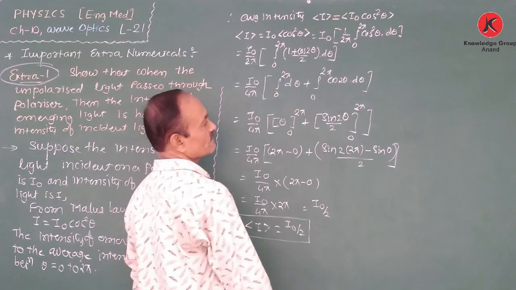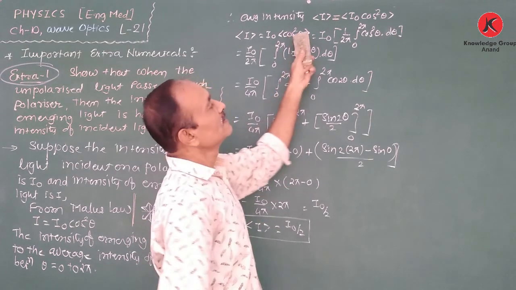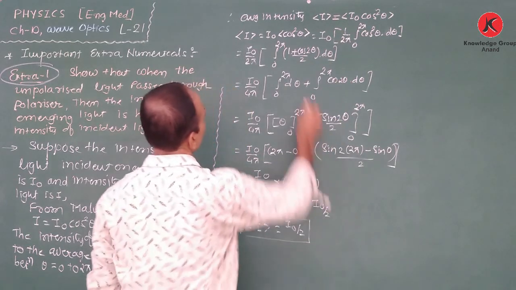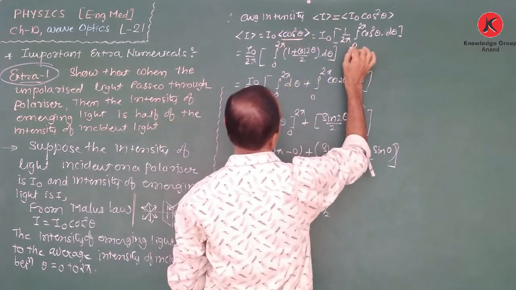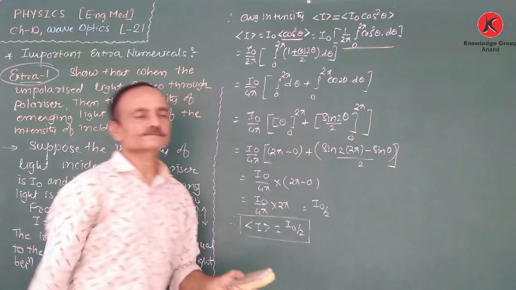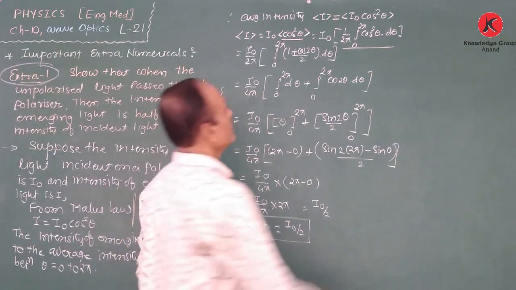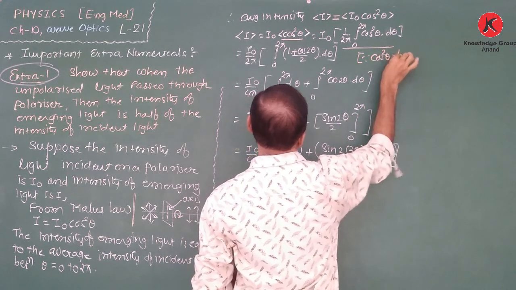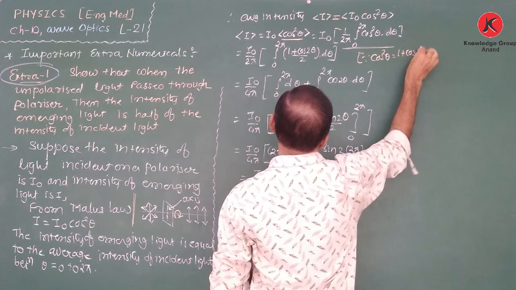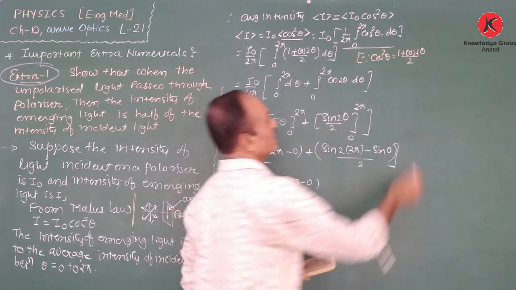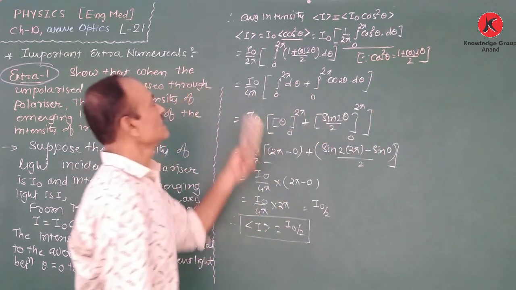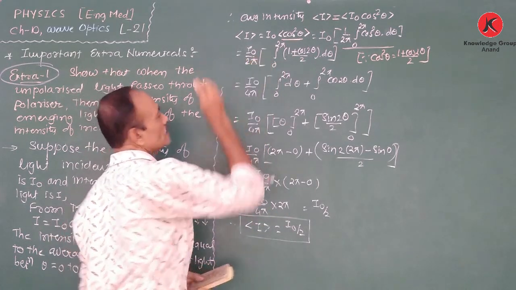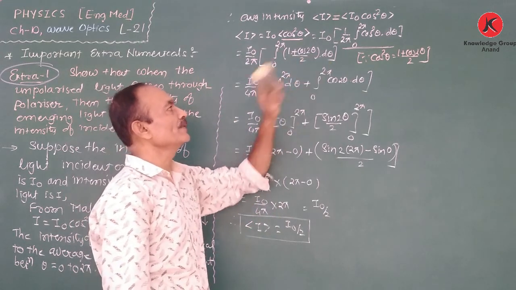Now, average cos square theta is 1 upon 2 pi, integral from 0 to 2 pi of cos square theta d theta. We also know that cos square theta is equal to (1 plus cos 2 theta) by 2. We are using this concept, therefore I0 upon 2 pi, integral from 0 to 2 pi of (1 plus cos 2 theta) by 2 into d theta.